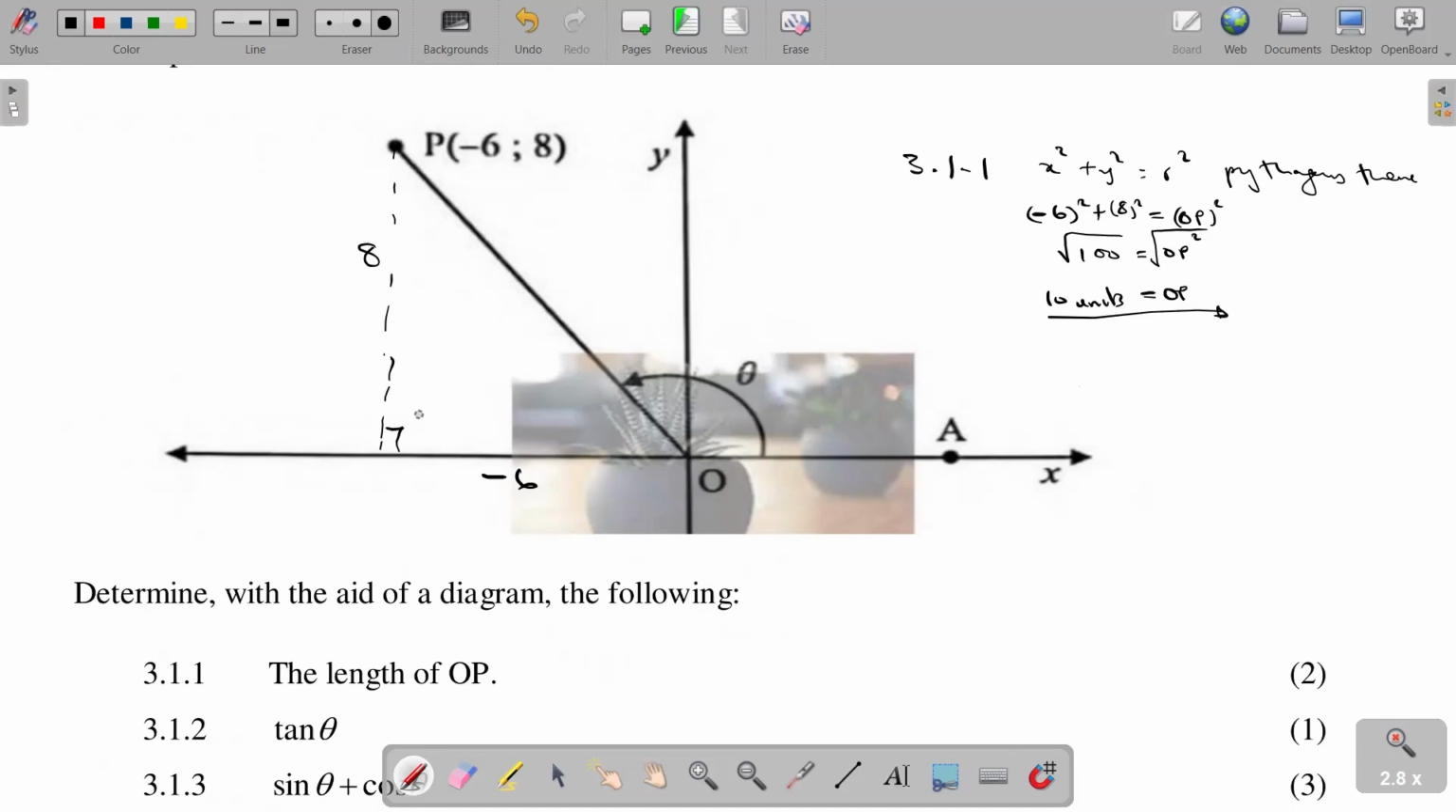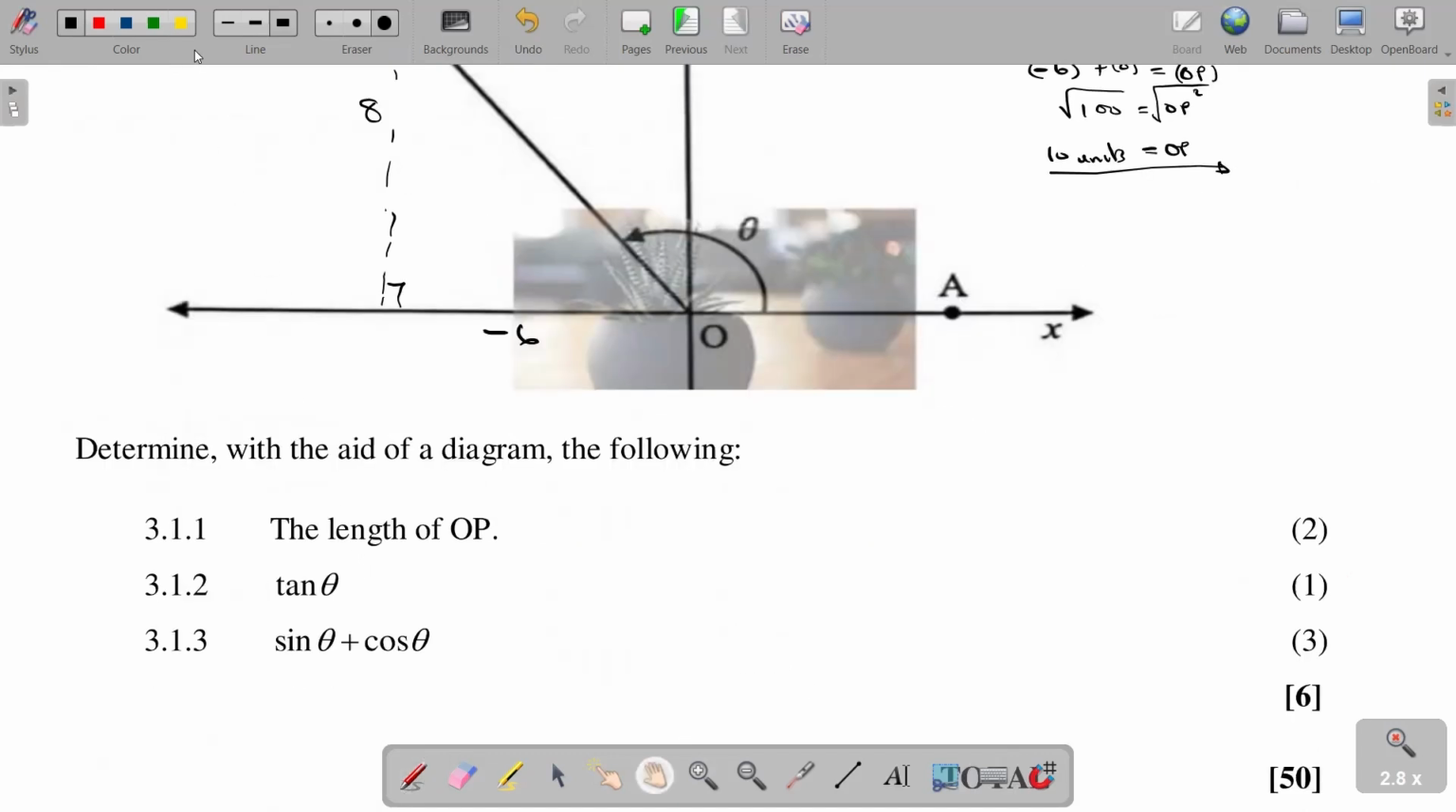Then tan theta. You have to know that tan in the Cartesian plane is given by y over x. Our y is 8, so tan theta is 8 over x, which is minus 6. So the answer is equal to minus 4 over 3.